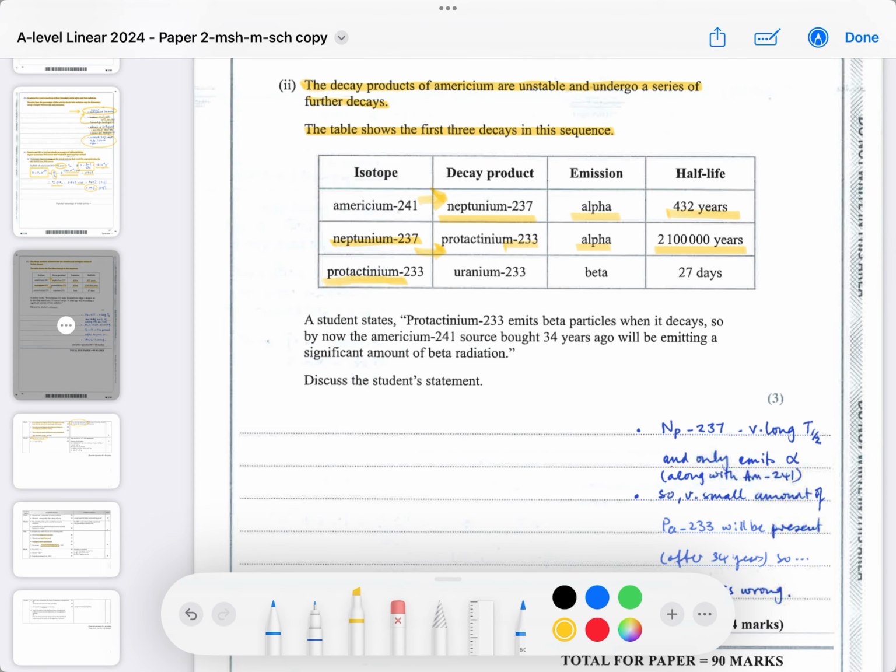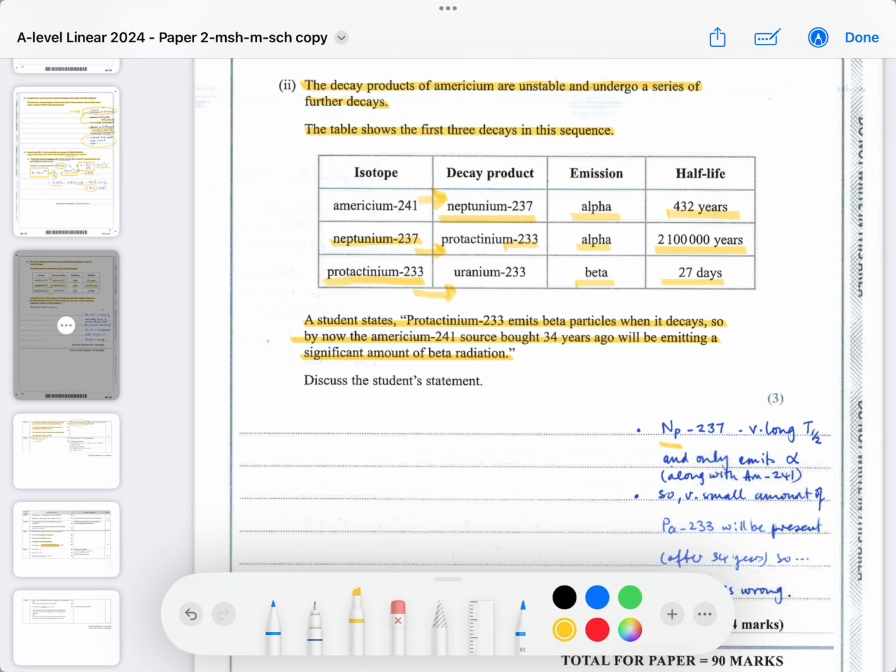And protactinium decays quite fast into uranium. And it's by beta. And it's got a half-life in days. So the protactinium won't be a large percentage. Student states protactinium emits beta when it decays. So by now, the Americium bought 34 years ago will be emitting a significant amount of beta radiation. Is that true? Well, let's have a look.